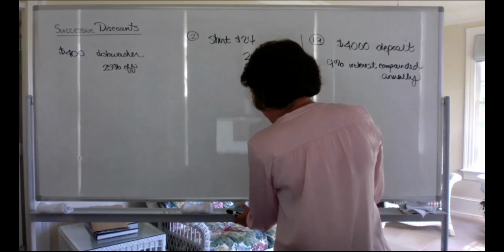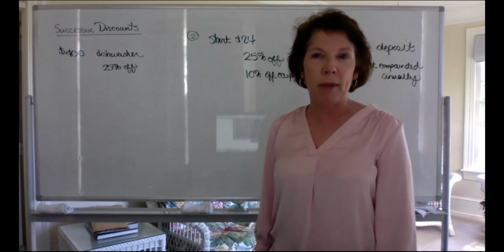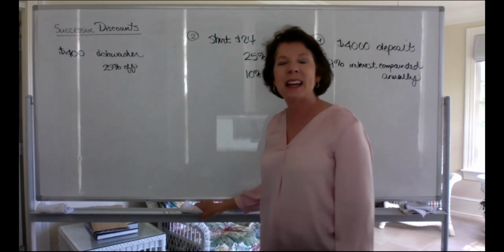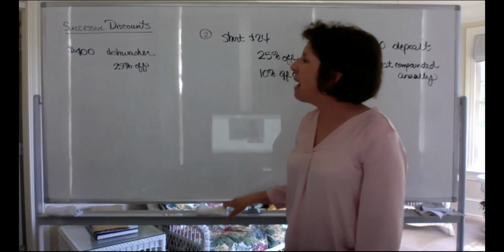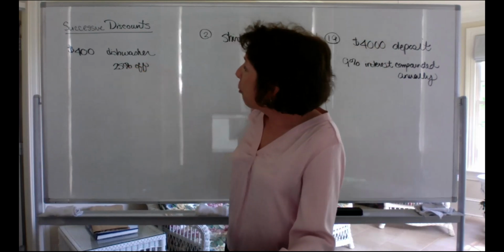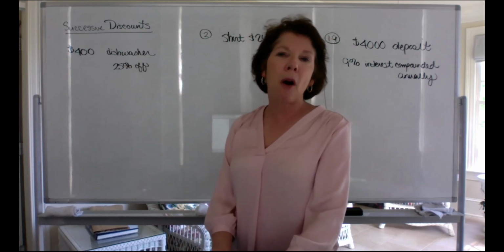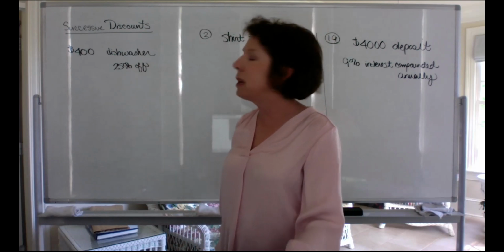All righty, let's go to the back here and let's look at one more concept, and that is called a successive discount. I like to also call this the double discount problem, double discount or successive discount. Now, what if I have a dishwasher that's on sale at Lowe's for $400, but it's just not selling? And so Lowe's said, I'm going to go ahead and mark it off 25%.